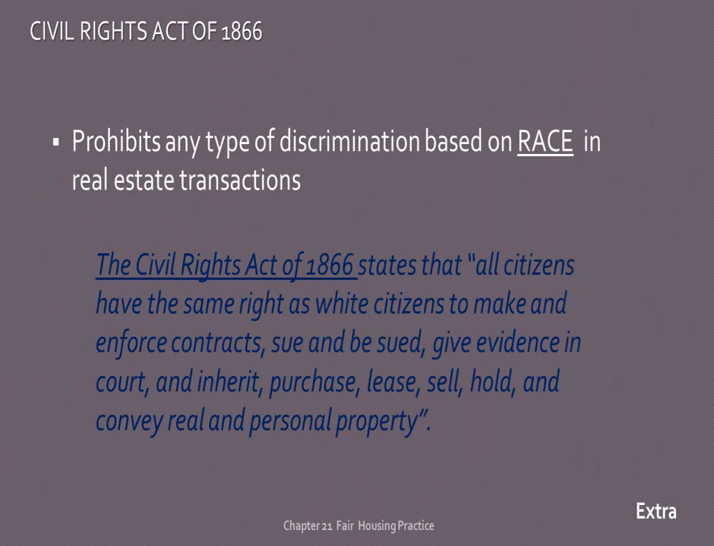The Civil Rights Act of 1866, the very first one, prohibits discrimination based on race in real estate transactions. And there's the actual citing from the Civil Rights Act of 1866. Basically it says that we can never, as individuals or collectively as a society, discriminate against people because of their race in their pursuit of ownership of real estate in real estate transactions. So this also includes commercial real estate transactions as well as residential real estate transactions. Race always a protected class.